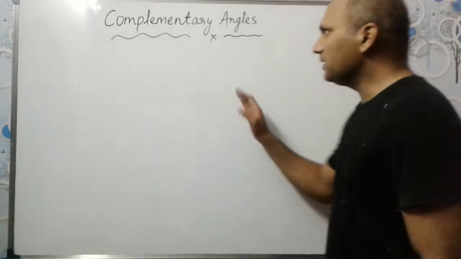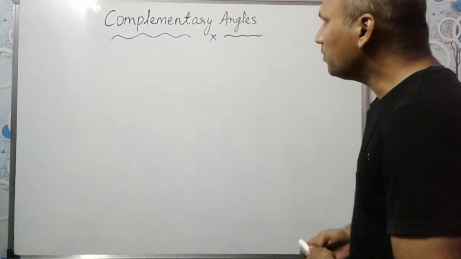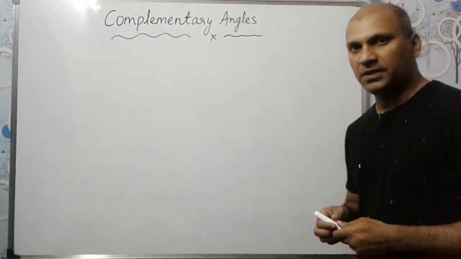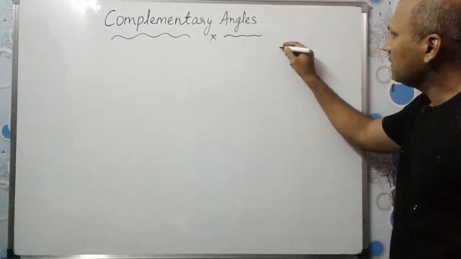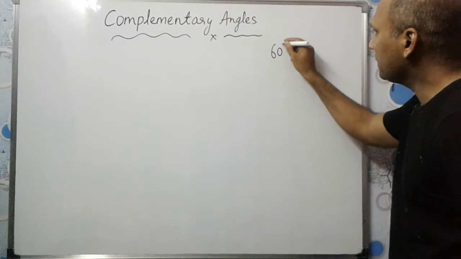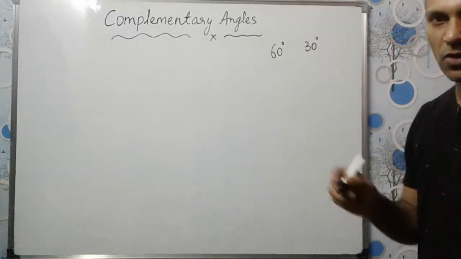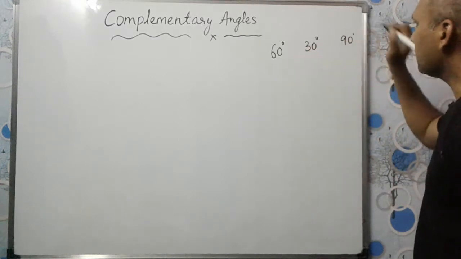Hello students, in this video we will learn about complementary angles. What are complementary angles? Two angles are said to be complementary if their sum is 90 degrees. For example, we have 60 degrees and 30 degrees. Are these two angles complementary? Yes, because their sum is 90, right?